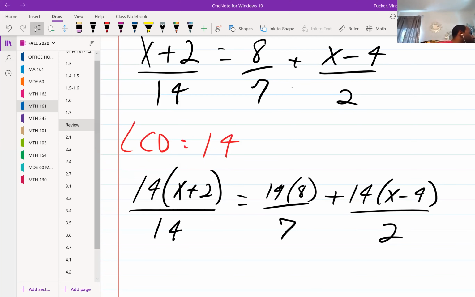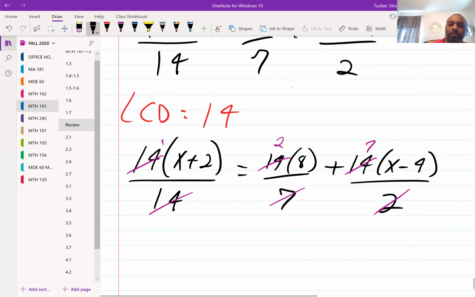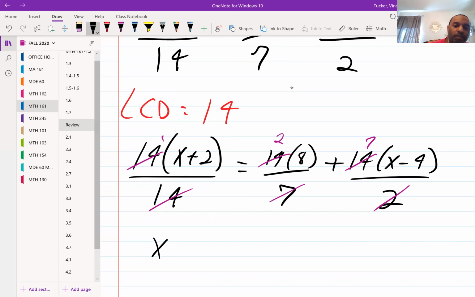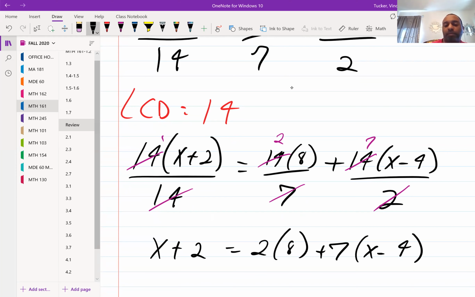Once you multiply each numerator by the LCD, we can simplify. So these 14s will cancel completely. 7 goes into 14, leaves you with 2. 2 goes into 14, leaves you with 7. And I'm just writing down what's left. That cancels completely. You're left with x plus 2. This is 2 times 8. This is 7. There you go, 7 times x minus 4.